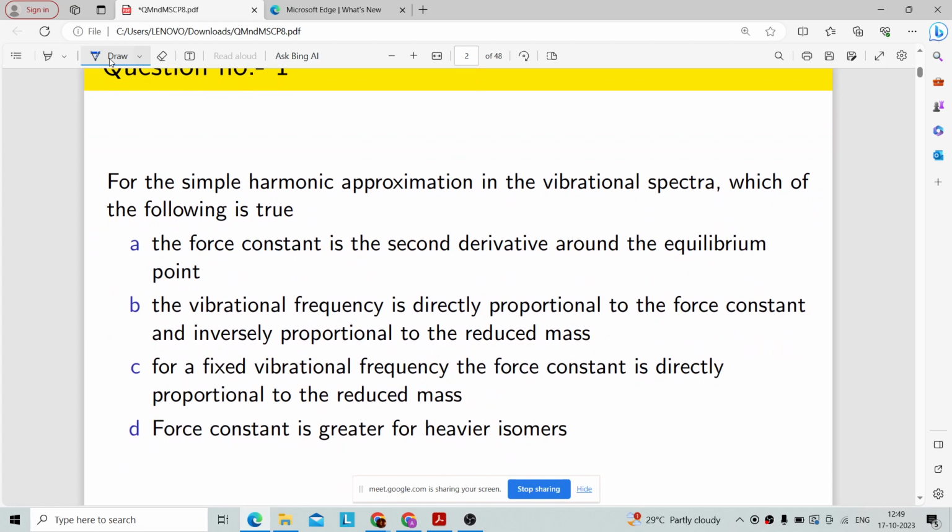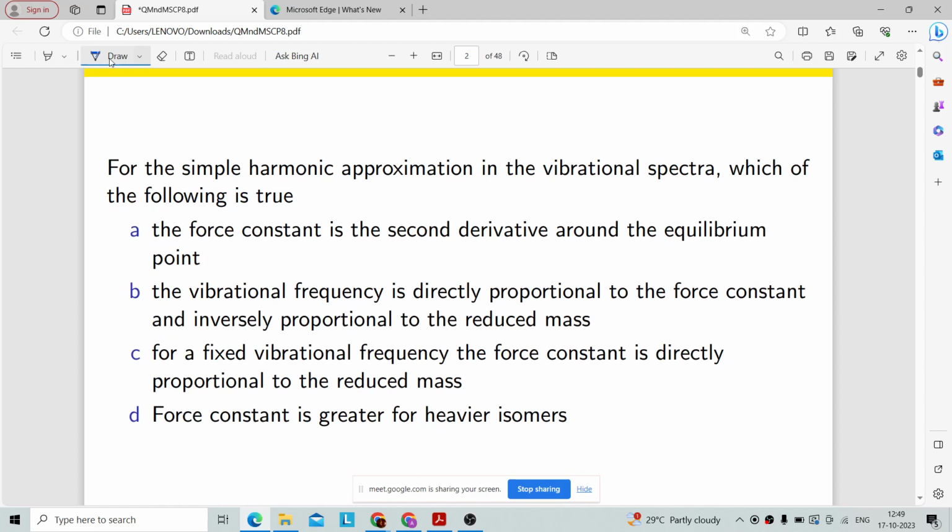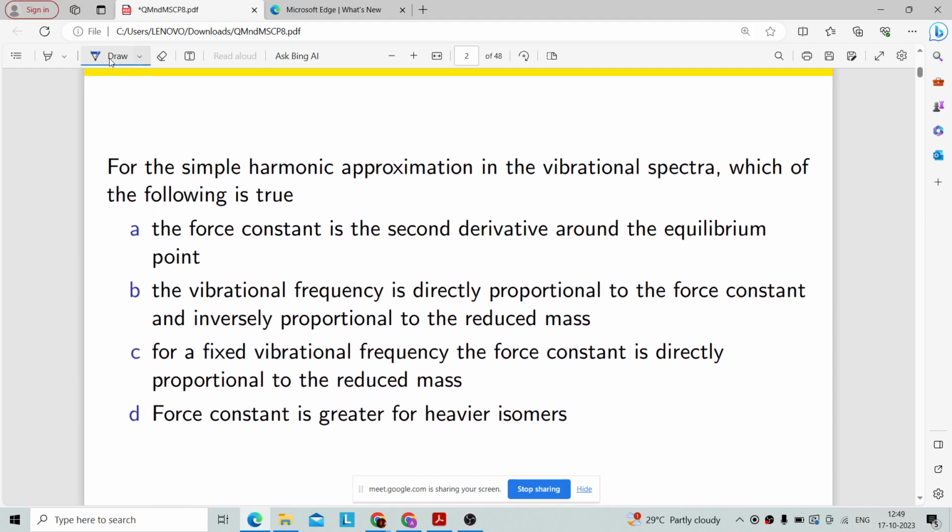So the first question is, for the simple harmonic approximation in the vibrational spectra, which of the following is true? The force constant is the second derivative around the equilibrium point. The vibrational frequency is directly proportional to the force constant and inversely proportional to the reduced mass. For a fixed vibrational frequency, force constant is directly proportional to reduced mass. Force constant is greater for heavier isomers.